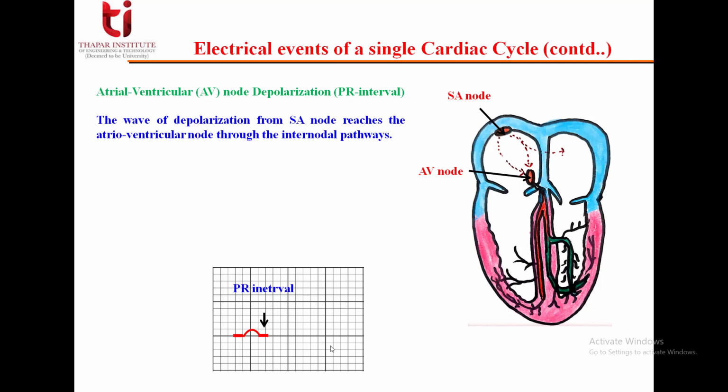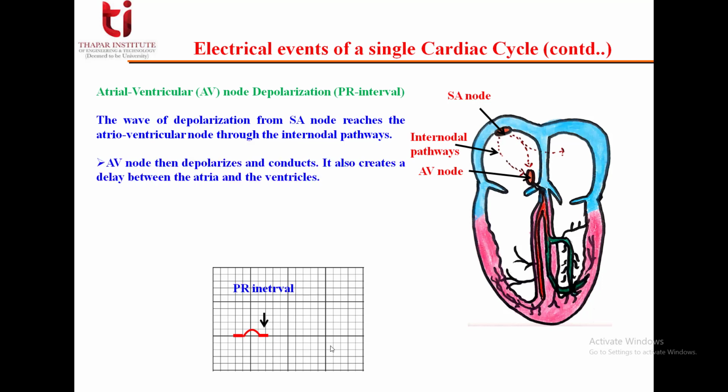So the wave of depolarization reaches from the SA node to the atrioventricular node, that is SA node to AV node, through internodal pathways. These are different pathways, and the depolarization will now reach from the SA node to the AV node. And then what happens? This AV node depolarizes and conducts. And as we have seen, this AV node will also act as a gate, that means it will cause a delay. It will create a delay between the atria and the ventricle.